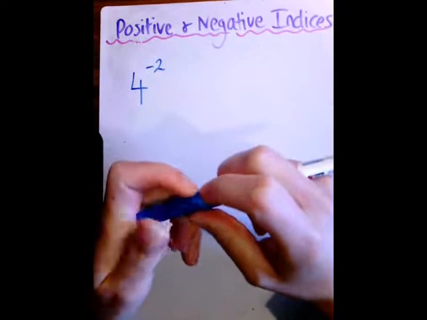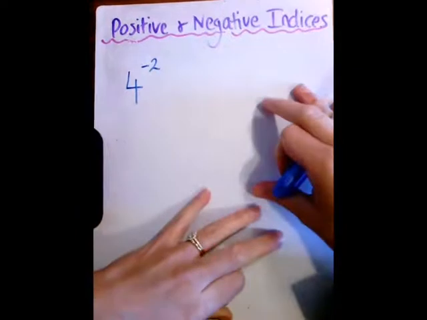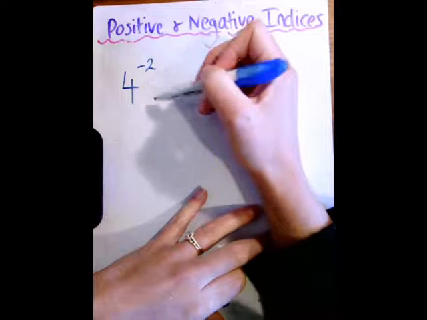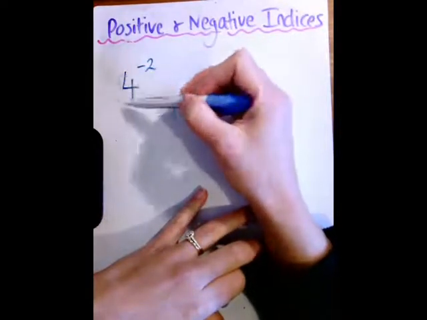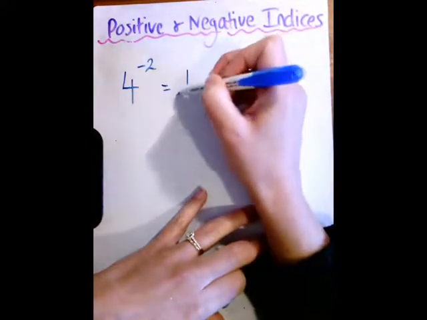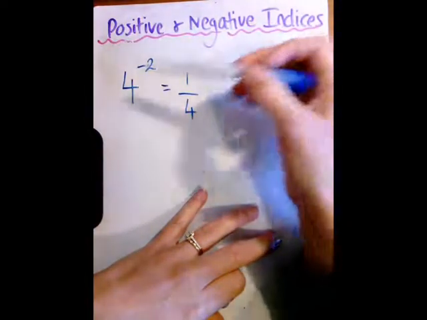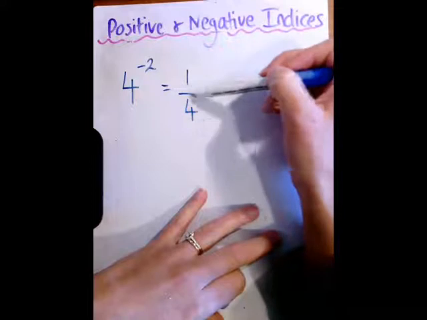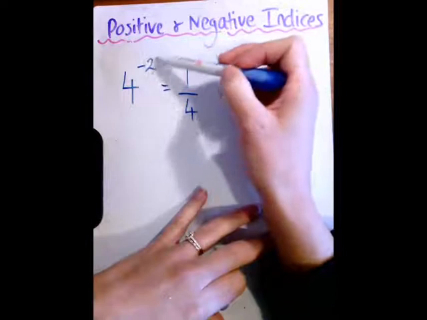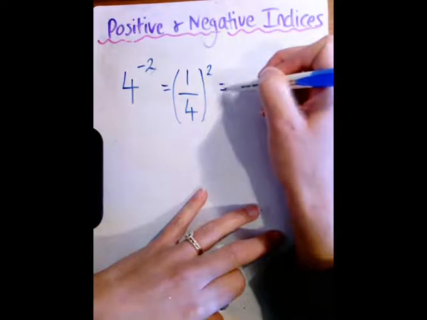Now there is a general rule for negative indices, and the rule is that the negative means that you need to use the reciprocal of this value. So the reciprocal of 4 is 1 over 4. So in general, to find the reciprocal of a number, we always do 1 divided by the original number. Then once you've done that, you remember what the value was. So this was minus 2, therefore I need to do this value squared.